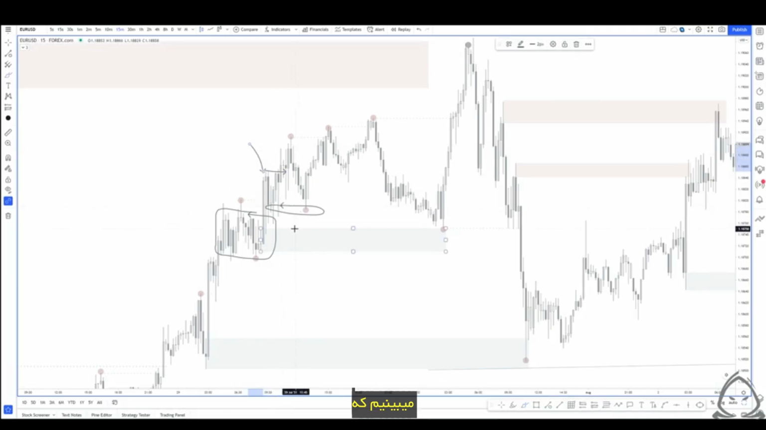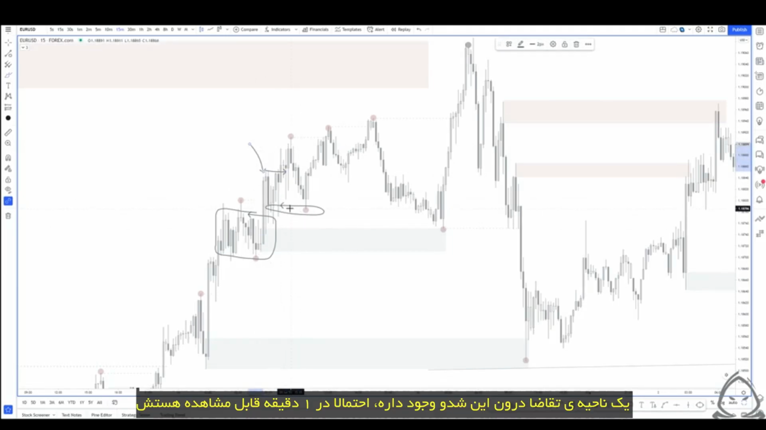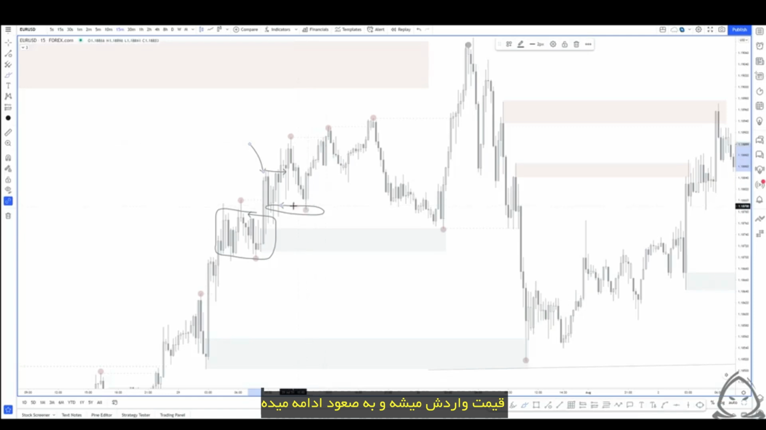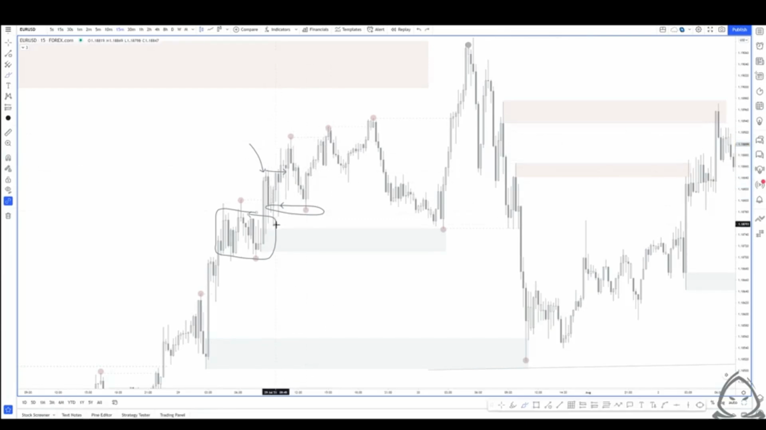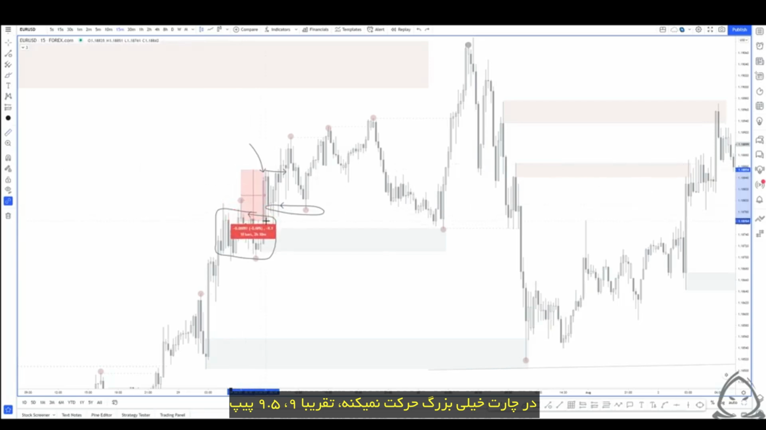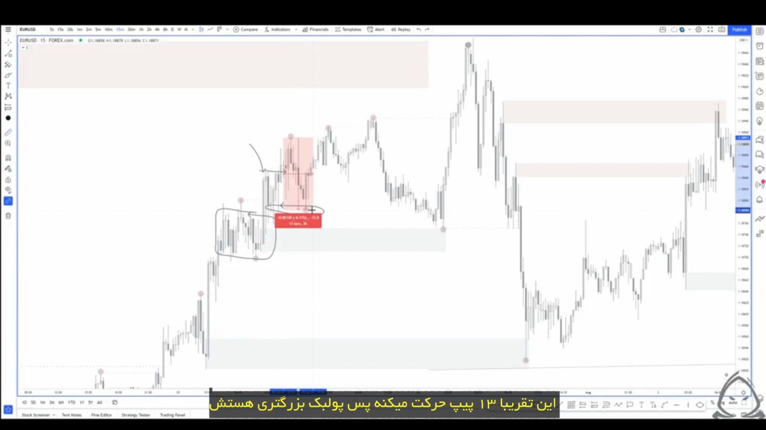What we can see is there is a demand zone that would be resting within this wick, more than likely found on the 1 minute time frame. Price taps into that and then continues moving to the upside. Again, we break structure. We get a more clean pullback because, as we can see, this is a pretty messy pullback. It doesn't move very far in the grand scheme of things, about 9.5 pips. This one moves almost 13, so a little bit bigger pullback.